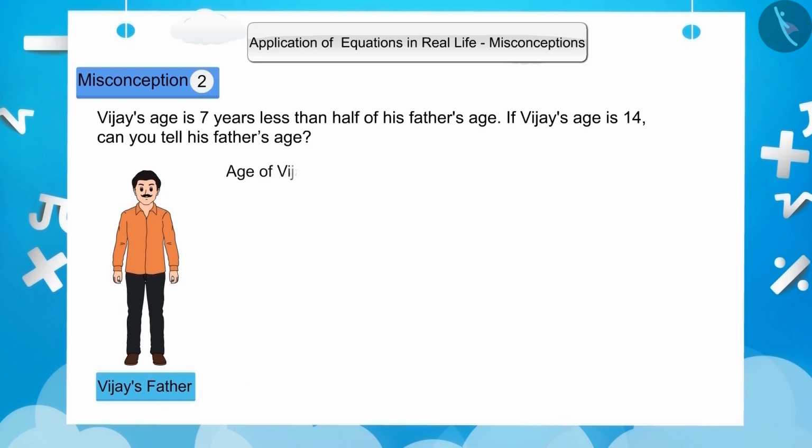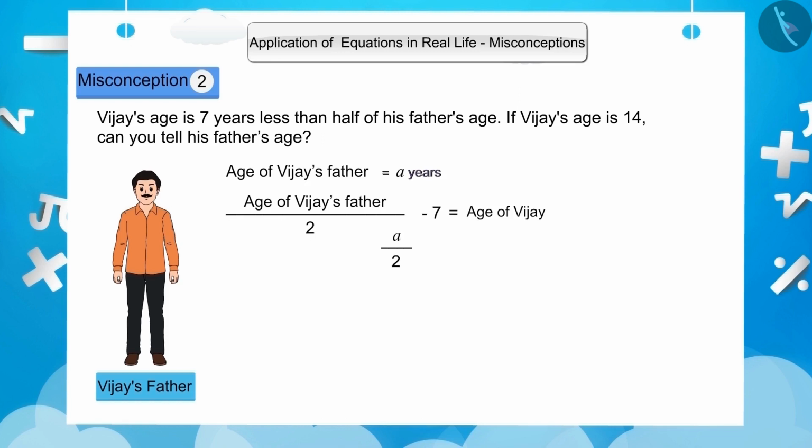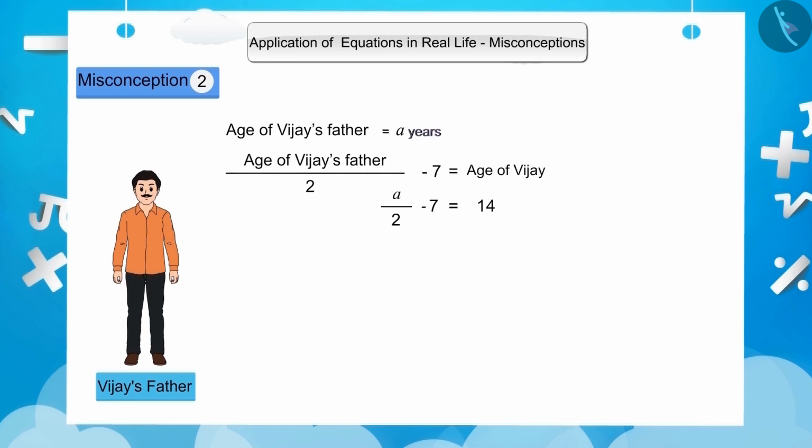Suppose Vijay's father's age is A years. Then our equation would be: age of Vijay's father divided by 2 minus 7 is equal to age of Vijay. That is, A by 2 minus 7 is equal to 14. In order to find the age of Vijay's father, we have to solve this equation. In this equation, we only need the terms of A in LHS. So, we will transpose minus 7 into RHS, where it will be added to 14. Hence, we will get A by 2 is equal to 21.